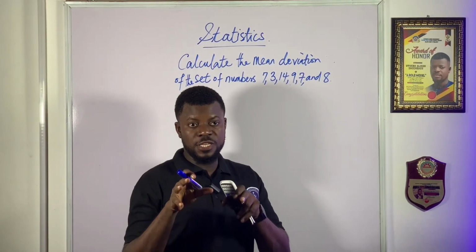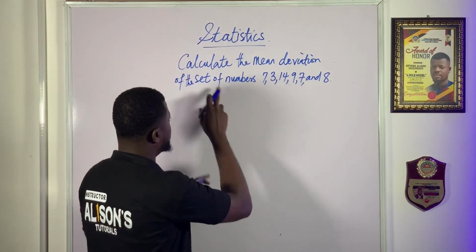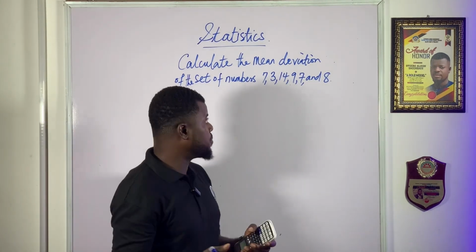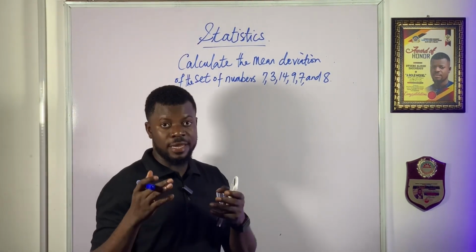Hi smart people, in this video we want to fix this problem. The question says calculate the mean deviation of the set of numbers 7, 3, 14, 9, 7, and 8.